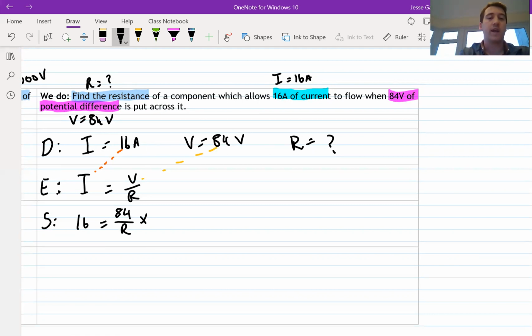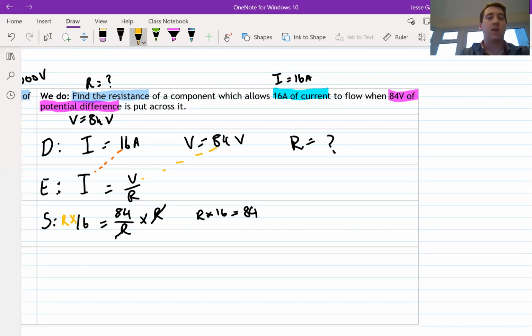So if I multiply 84 divided by R, then that cancels those out. But because of the equal sign, I must also multiply the left-hand side by R. So that gives me this equation. R times 16 equals 84.